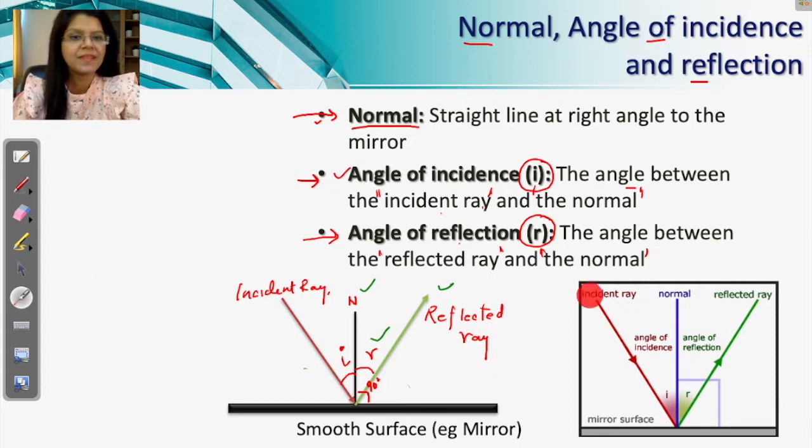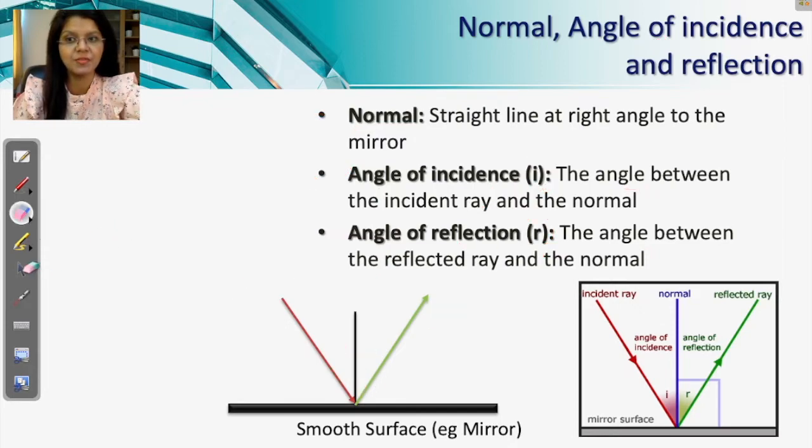I have already given a completed picture here with all the labels: the incident ray, the reflected ray, the normal, the angle of incidence and the angle of reflection, clearly shown on this picture. All right, so let us proceed with understanding a few more technical things.